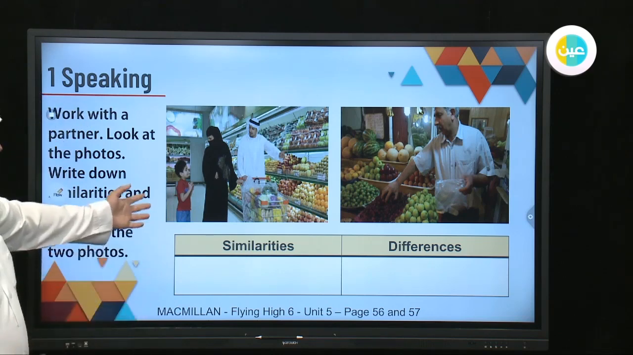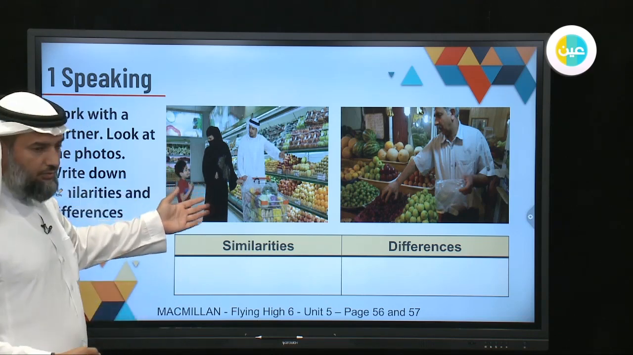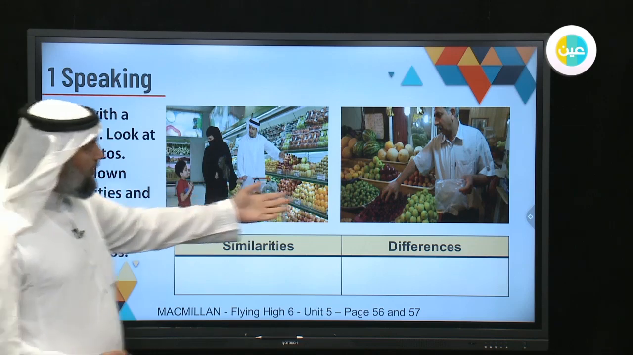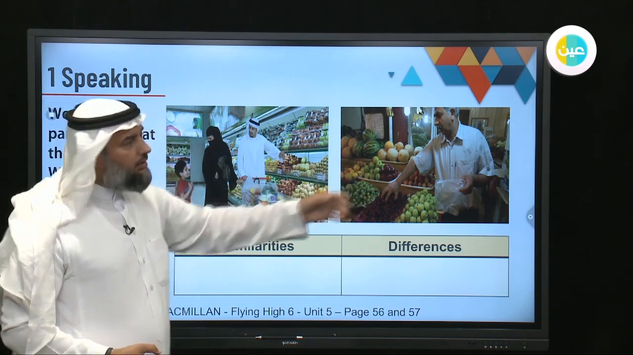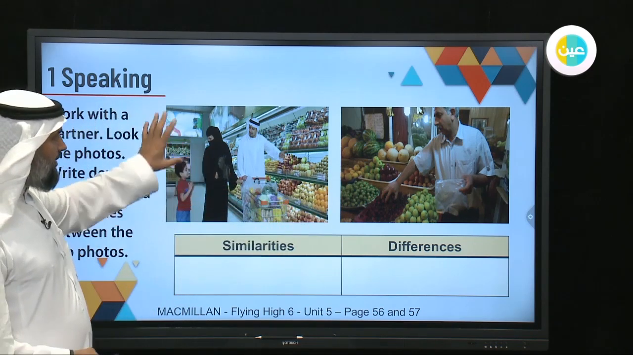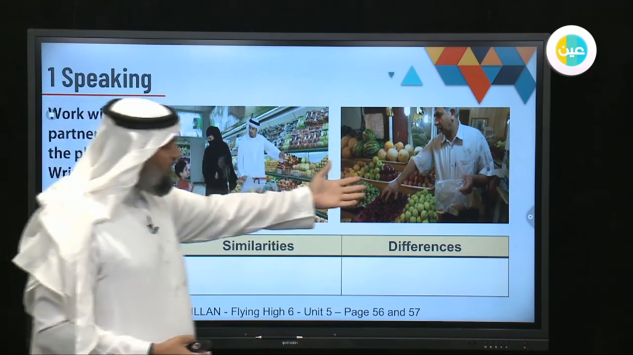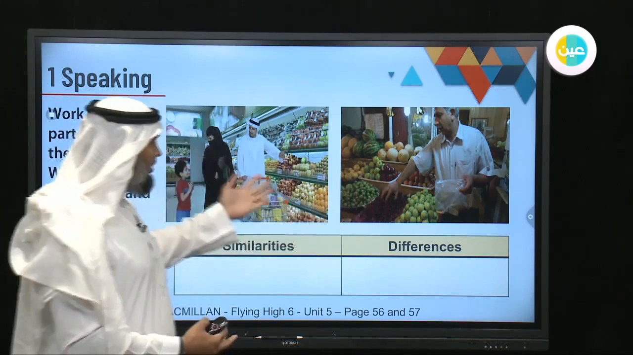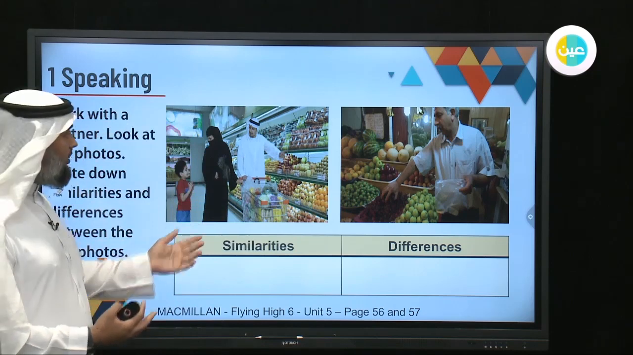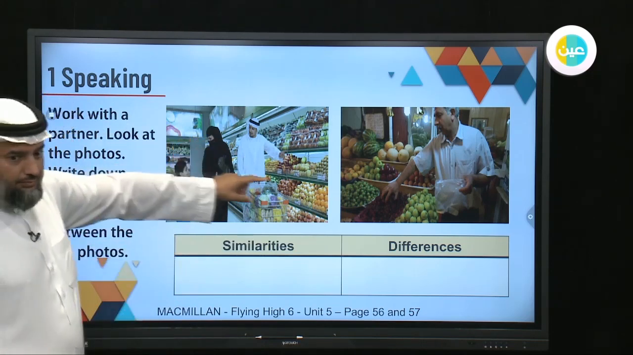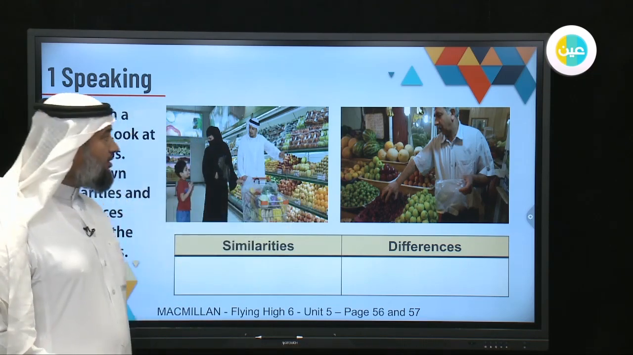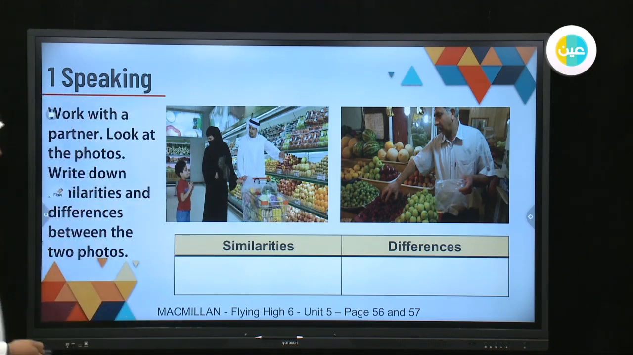Now, if you look at these, what is this? Where do you think they are? And this one, where do you think he is? So this one might be in a modern place, in a supermarket, and this one is in the old market. Now what are the things that they have in common? That all of them are selling fruits and vegetables. Okay?